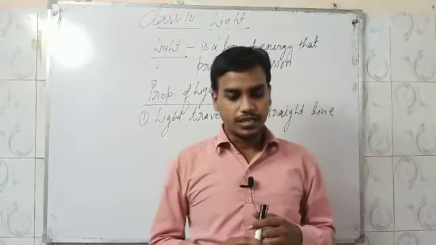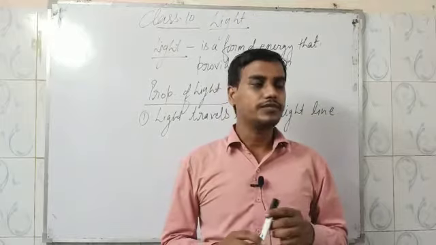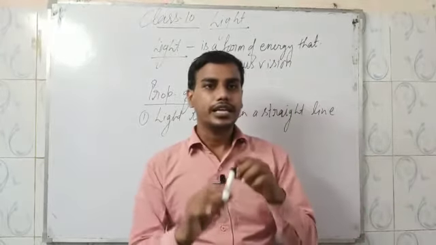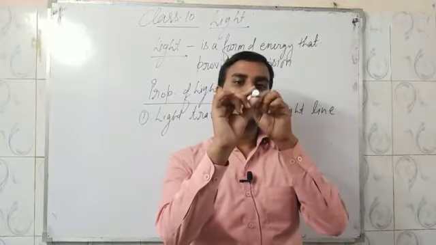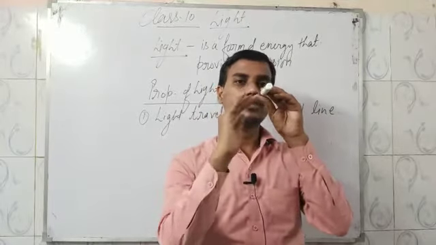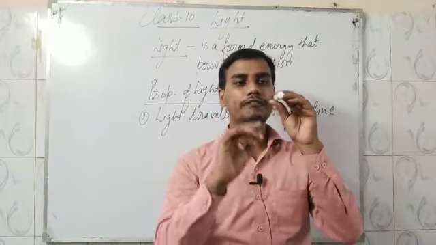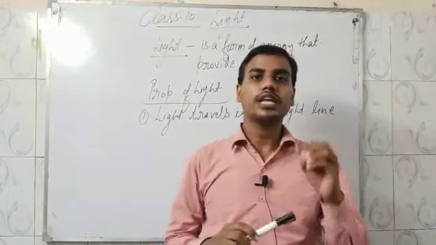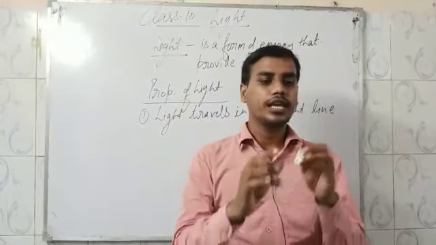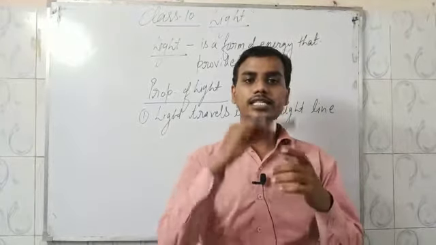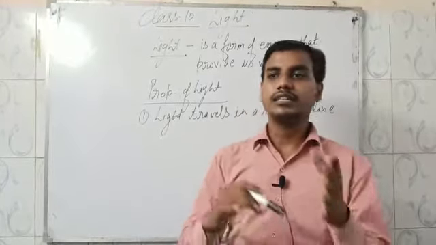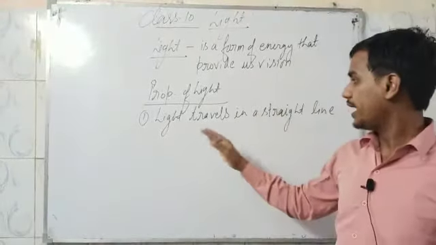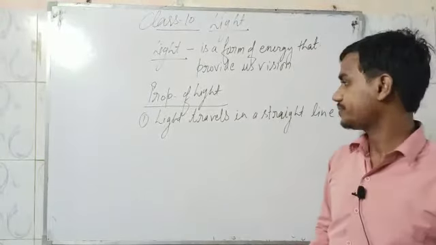Similarly, let's take another example or activity. If we look through a pipe and the pipe is straight, then we can clearly see across the pipe. But if we bend the pipe a little, we are not able to see across the pipe, because it is bent and light can't bend. So by these two activities we can say that light travels in a straight line.